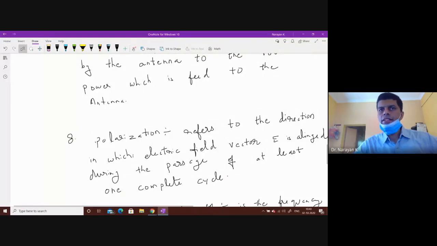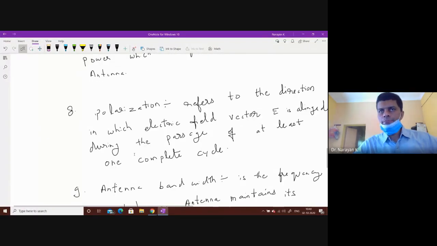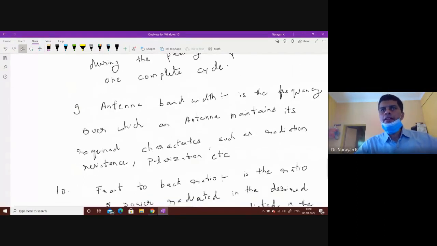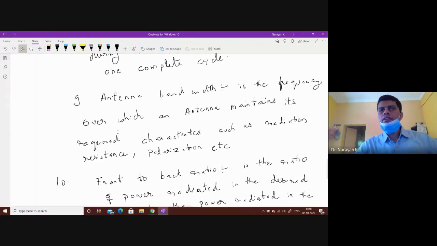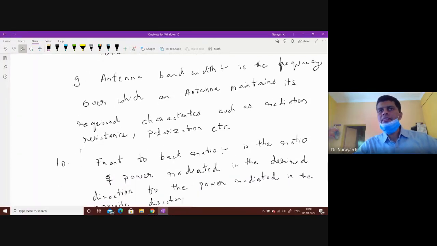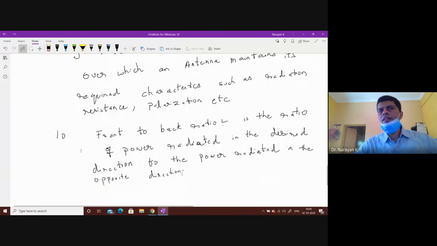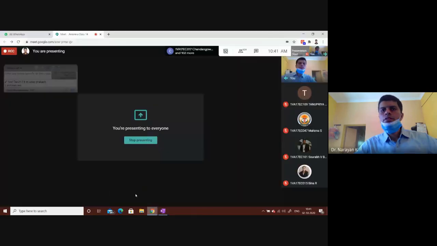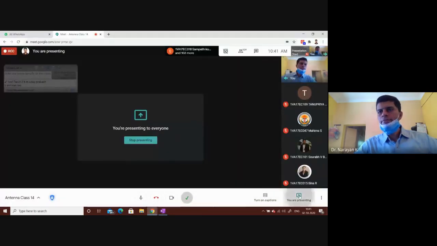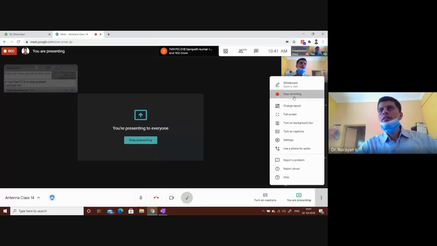Polarization refers to the direction in which the electric field vector E is aligned during the passage of at least one complete cycle. Antenna bandwidth is the frequency over which the antenna maintains required characteristics such as radiation resistance, polarization, etc. Front to back ratio is the ratio of the power radiated in the desired direction to the power radiated in the opposite direction. So these are all the definitions.